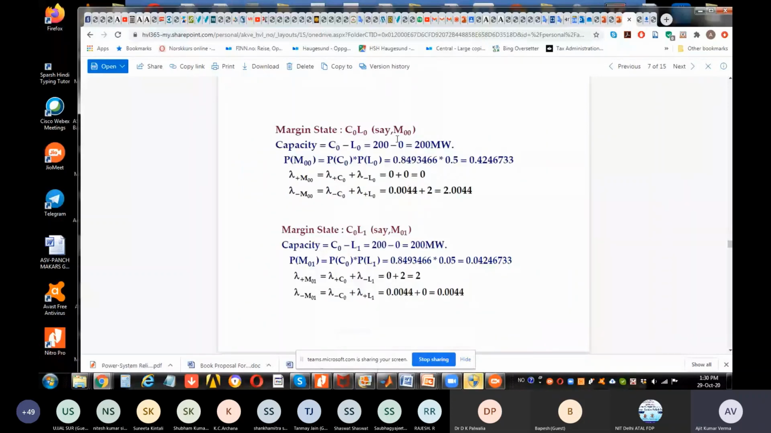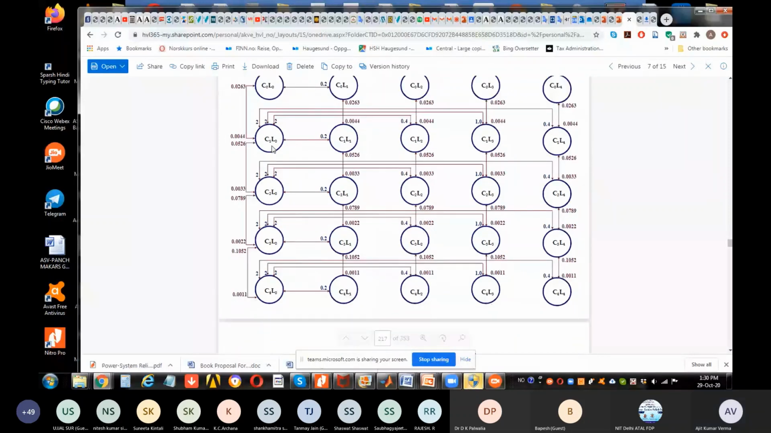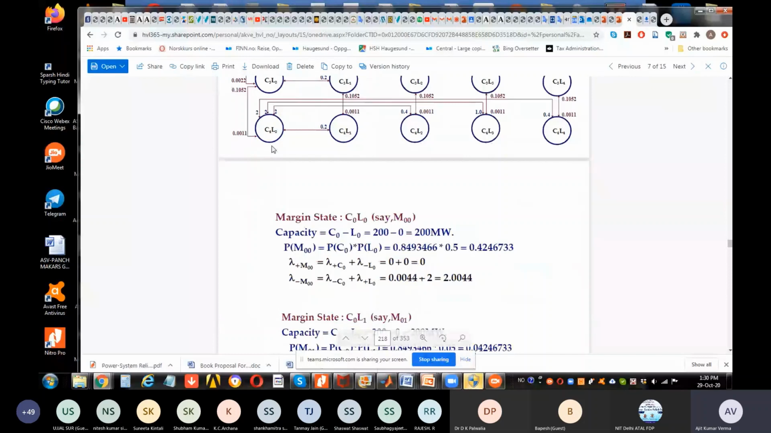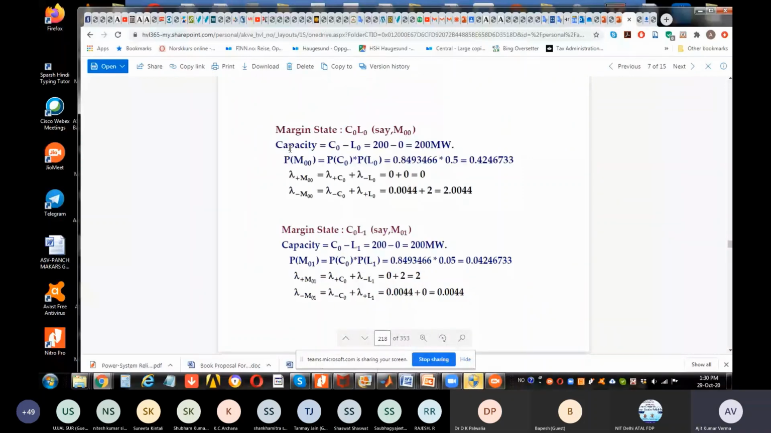So let's take them one by one. So for example, C0, L0, margin state. So capacity is C0 minus L0. This is generation and this is load. L0 is low load. So in this case, C0 is 200, 0 units out. So that's 200. Low load is 0. So the margin is 200 megawatt. Now, what is the probability of this margin? We are denoting this margin state as 0, 0. That means capacity C0 and L0. M0 in this case refers to 200 megawatt.